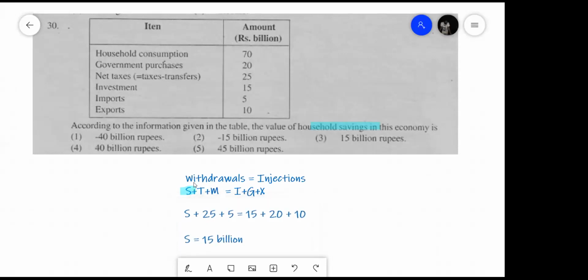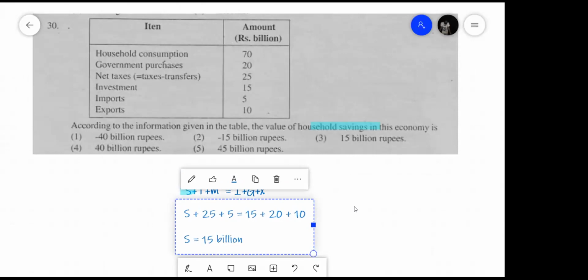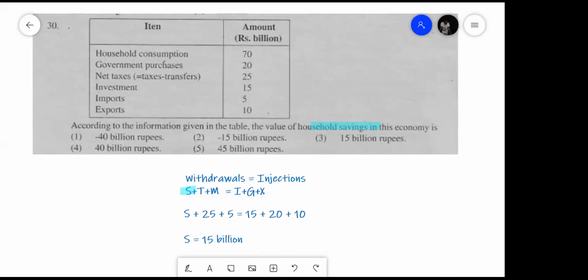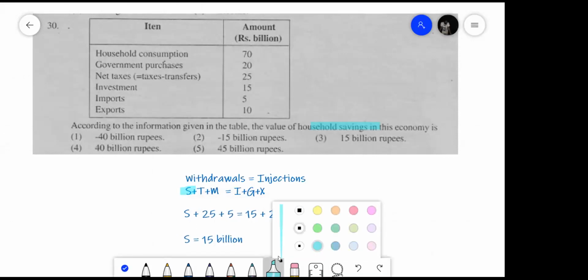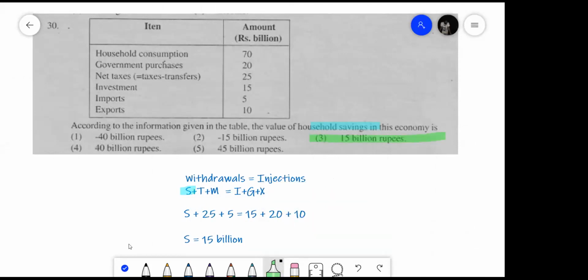It's a very easy question, guys. Withdrawals equals injections. You put in the numbers and find the answer. These are basic things that you should be able to do. The answer is number three. I didn't do the calculation, but I'm going with the majority answers I got. Okay, so that is that.